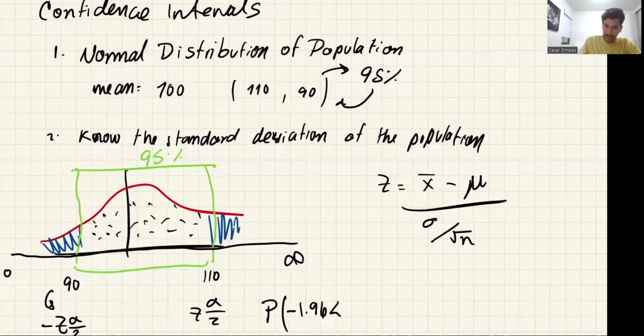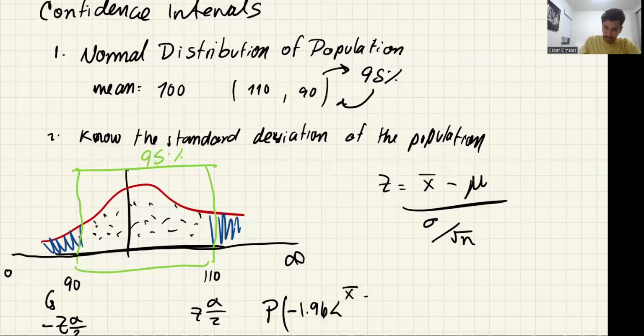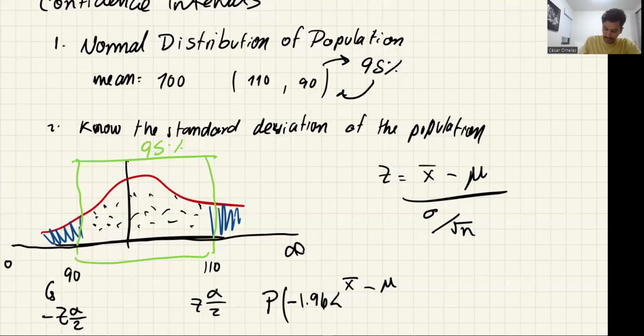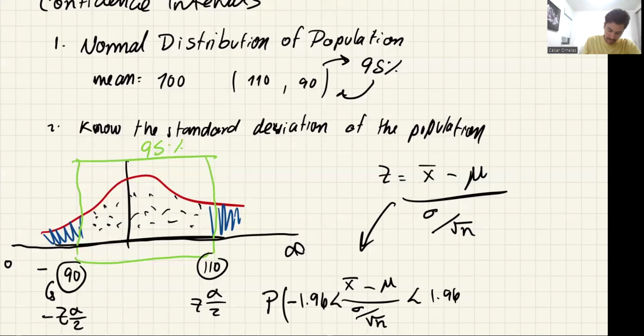So we have 1.96, then the mean, this is zeta, and that is going to be here, sigma over square root of n. This is going to be less than 1.96. That is going to be this one over here. So we have the negative and the positive. This has to be equal to 0.95, which means the 95%.